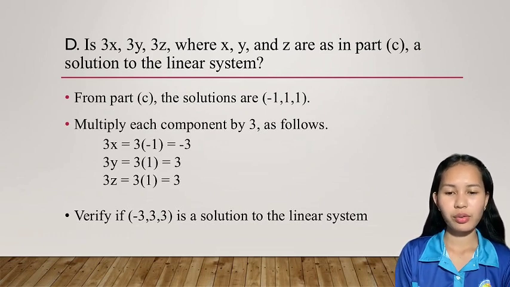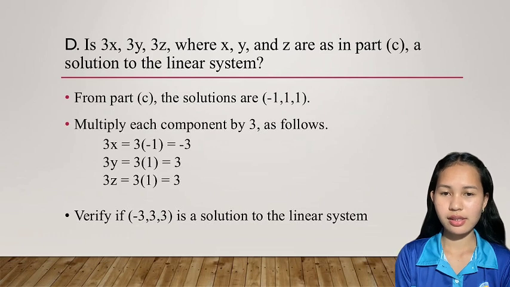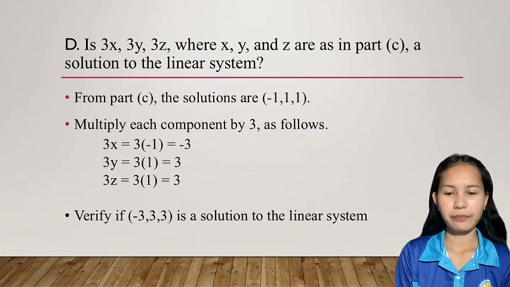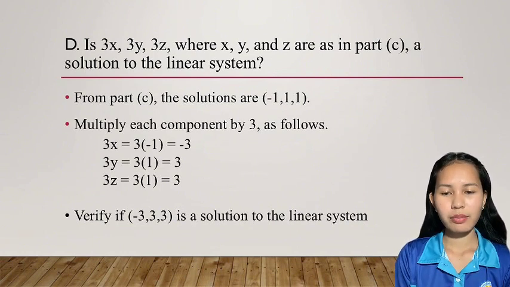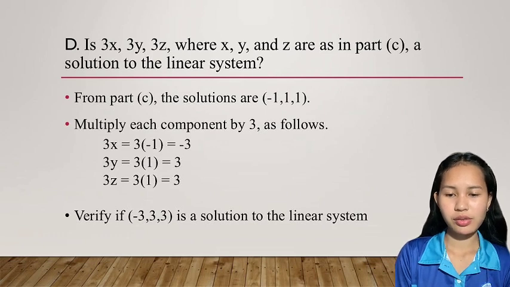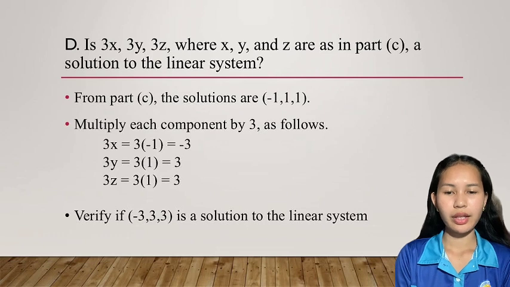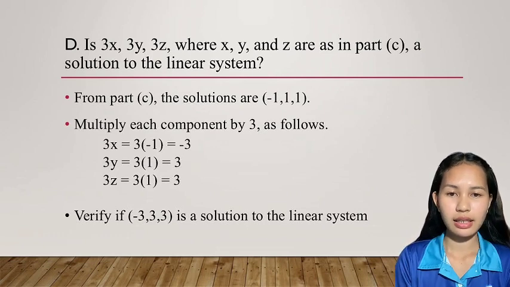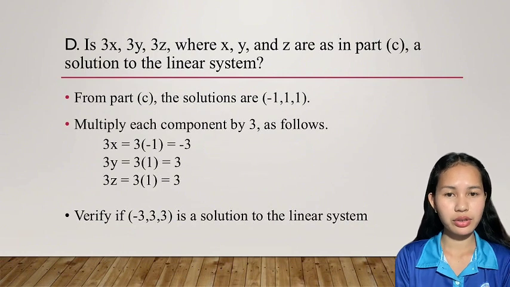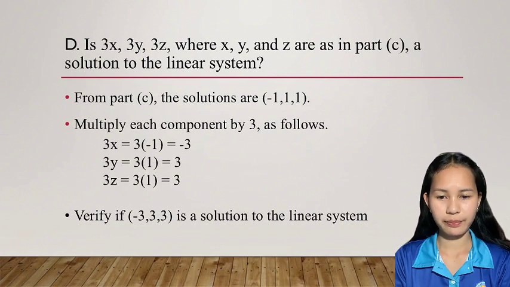So 3x will become negative 3 since the value of our x is negative 1. So 3 times negative 1, that is negative 3. The same with our 3y. So 3y equals 3 times 1, that is 3. And 3z equals 3 times 1 equals 3 also. So now we have to verify if negative 3, 3, 3 is a solution to our linear system.